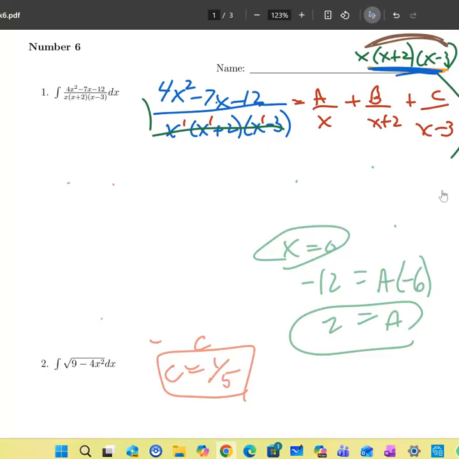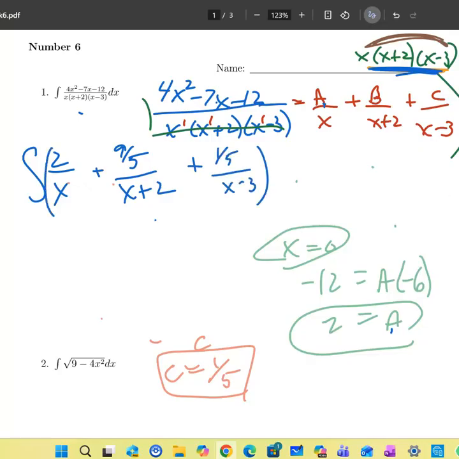So now I'm going to put a as 2. So I'm putting it back in the integral, right? Because this is just breaking up the fraction. It's not doing the integral. So that's 2 over x. And then the b is our b. I erased b. b was 9/5, right? So you could write 9/5 up on the top like that, and then put x plus 2, right? And then the c was a 1/5. So then I'd have a plus a 1/5 over an x minus 3.